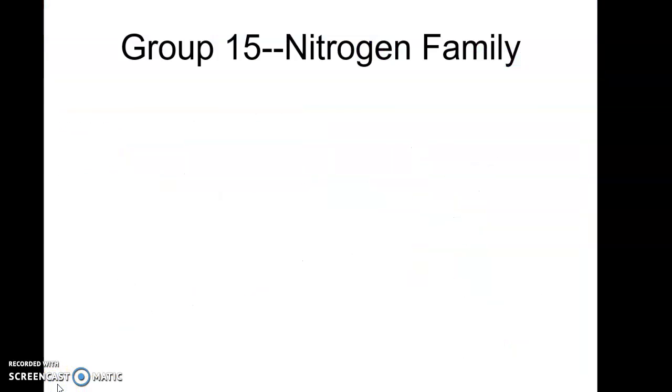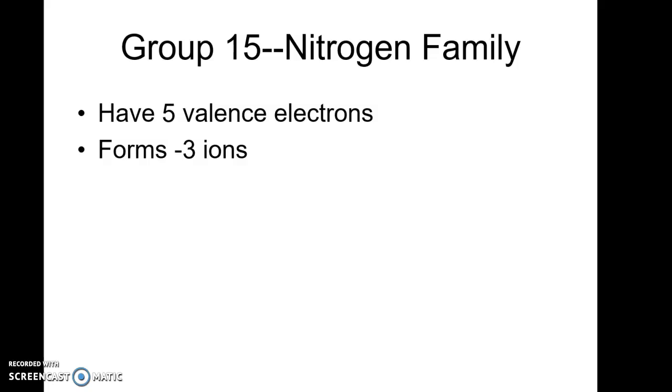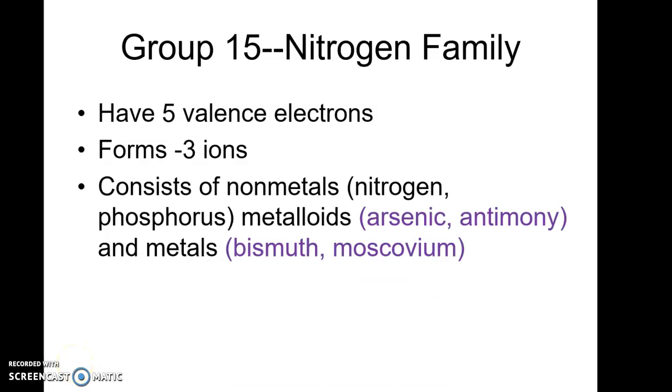All right, going to group 15, the nitrogen family. So these are going to have 5 valence electrons. And now we've shifted the tide. It's easier to gain electrons than to get rid of ours. So instead of giving away 5 valence electrons, we want to gain 3. So if we gain 3 electrons, we're going to form -3 ions.